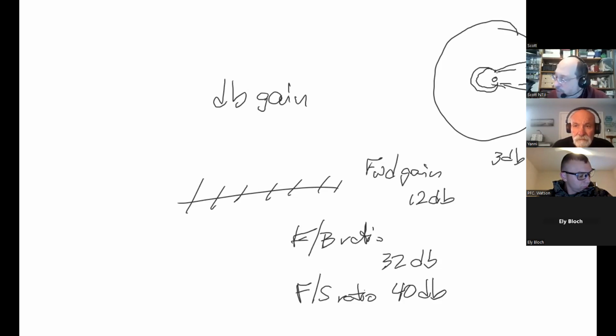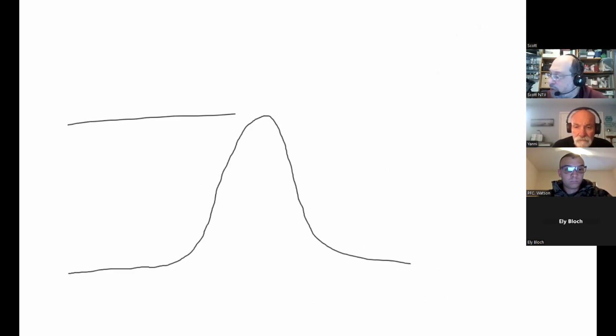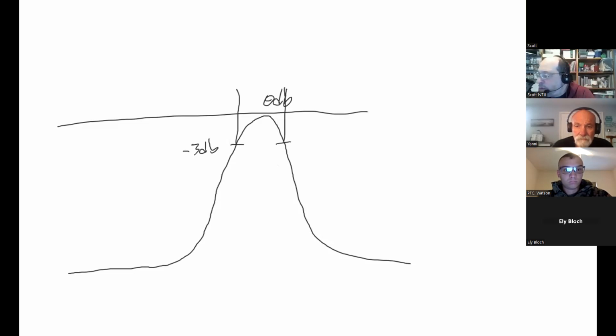This is also how we measure filter performance. If we have a filter where the passband looks like this, let's say this is our 0 dB point. This is our minus 3 dB point here and here. This is known as the 3 dB bandwidth. So decibels show up everywhere.